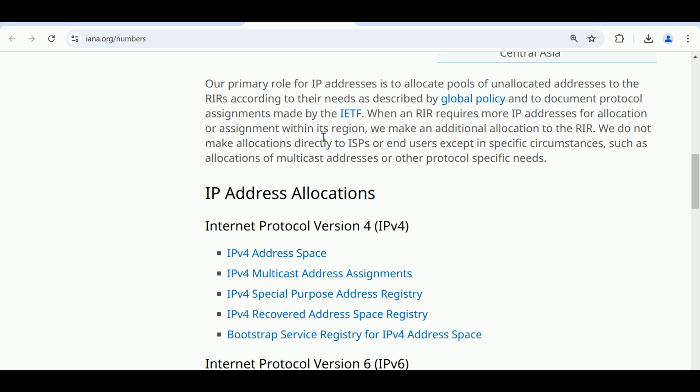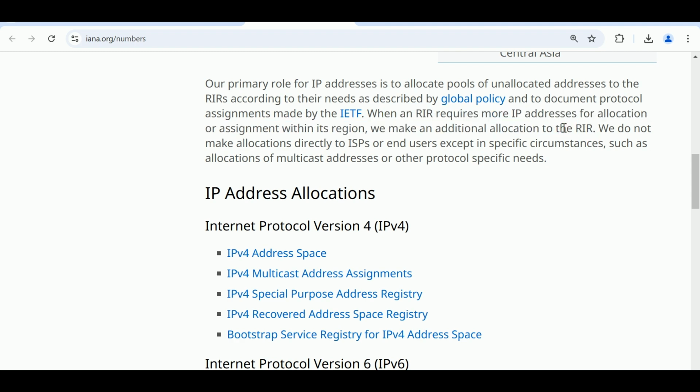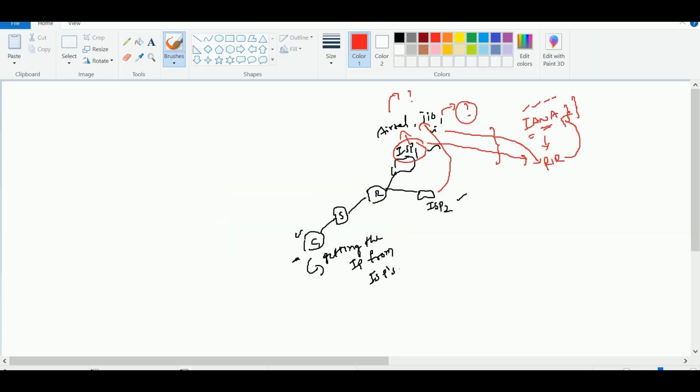That means IANA is an organization that will not directly deal with ISPs. They will issue the IPs to the RIRs, and when an RIR requires more IP addresses for allocation or assignment within that region, IANA can make an additional allocation based on the requirement from the RIR. Basically, this is how it will work.